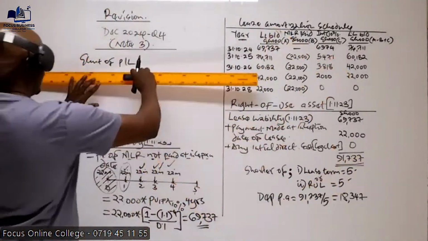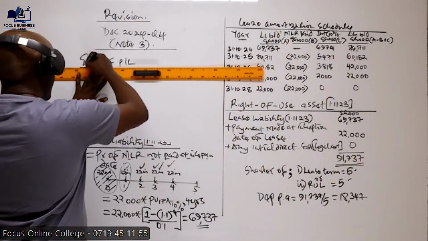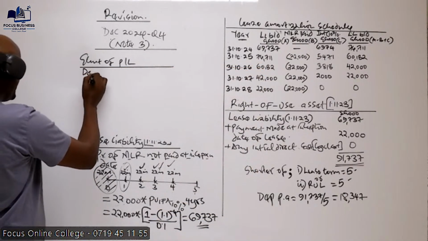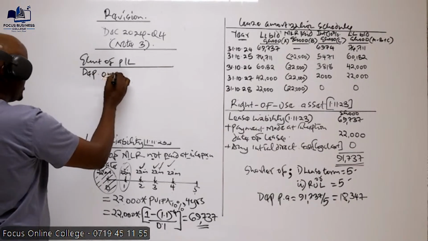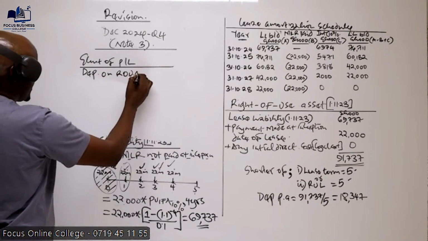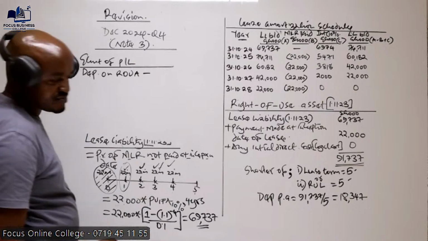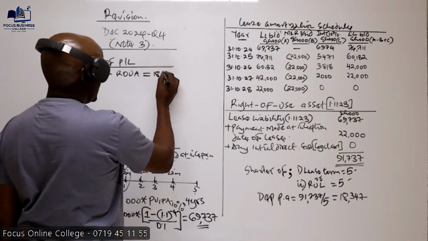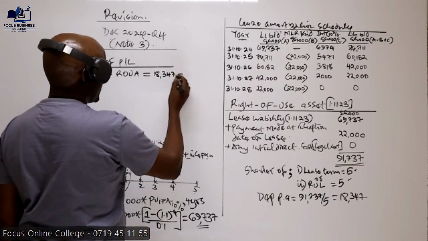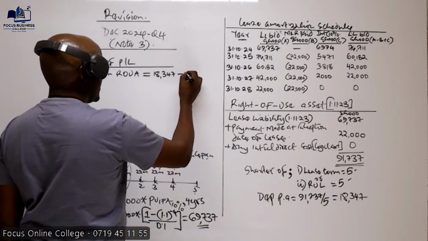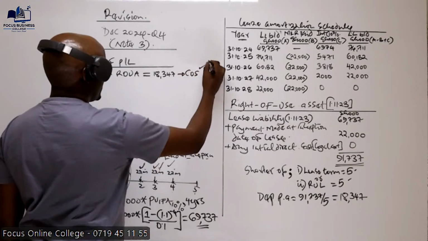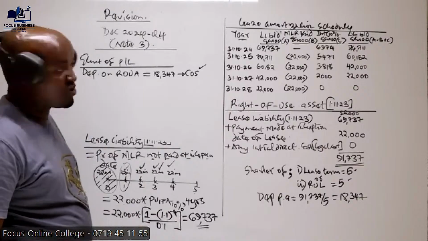As far as this transaction is concerned, in the income statement, you'll basically recognize how many items? 2 items. The depreciation on right of use asset. This one, which is the amount we have there, 18,347. This one should be recognized as part of the cost of our sales. That's that? Yes, you add that to the cost of sales. Depreciation on the right of use asset.